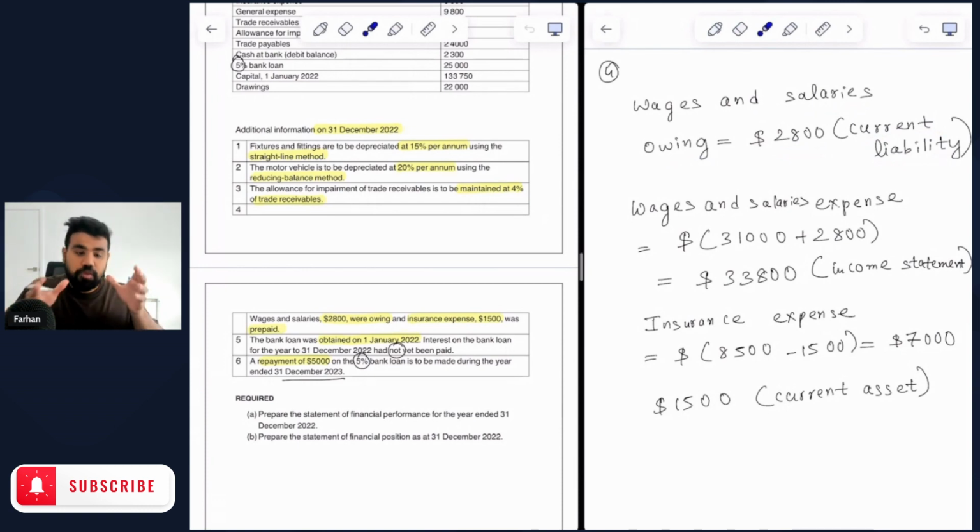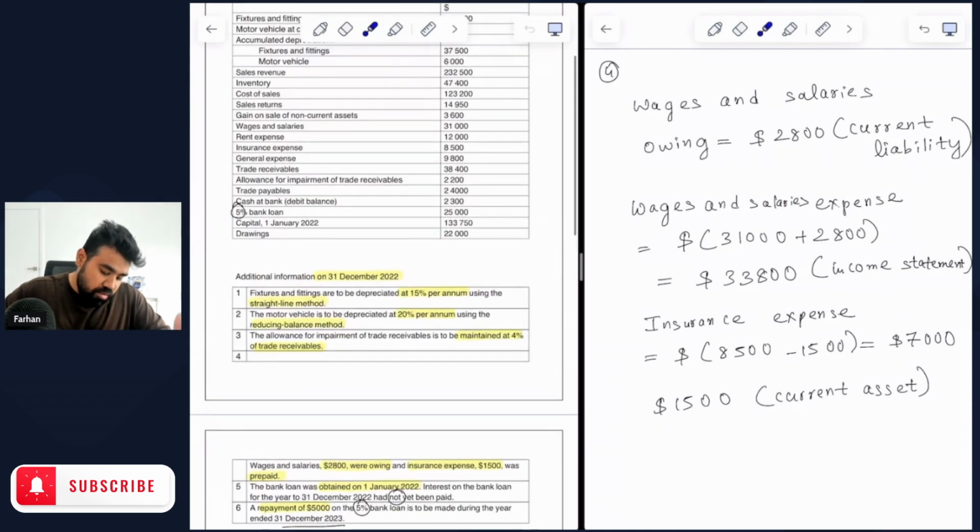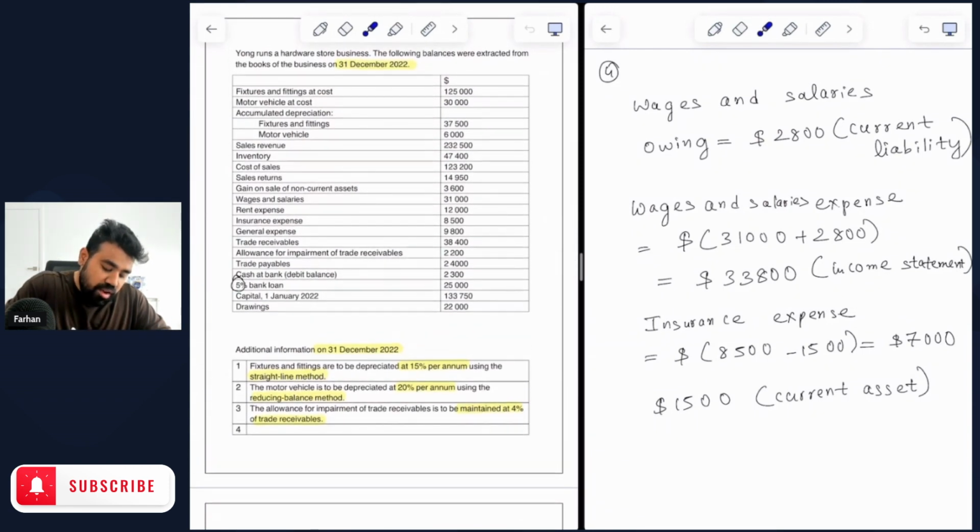So this is an obligation for the business. This is an obligation for Young, who runs the business. So what's happening in this case is this will be shown as a current liability when you prepare the statement of financial position. Now, at the same time, in the income statement or the statement of financial performance, you need to include the expense total for wages and salaries. And how much is that? So if you check the balances that we are given, you can see that wages and salaries are given at $31,000, which is the expense that we have incurred so far.